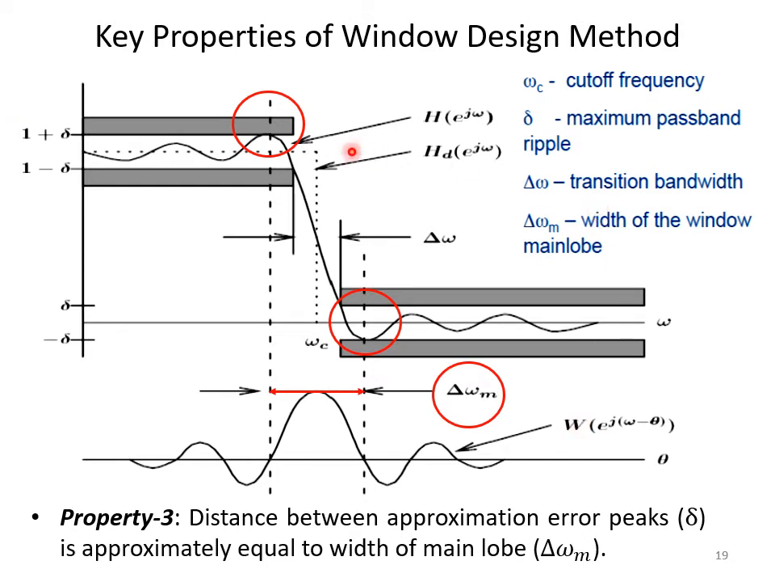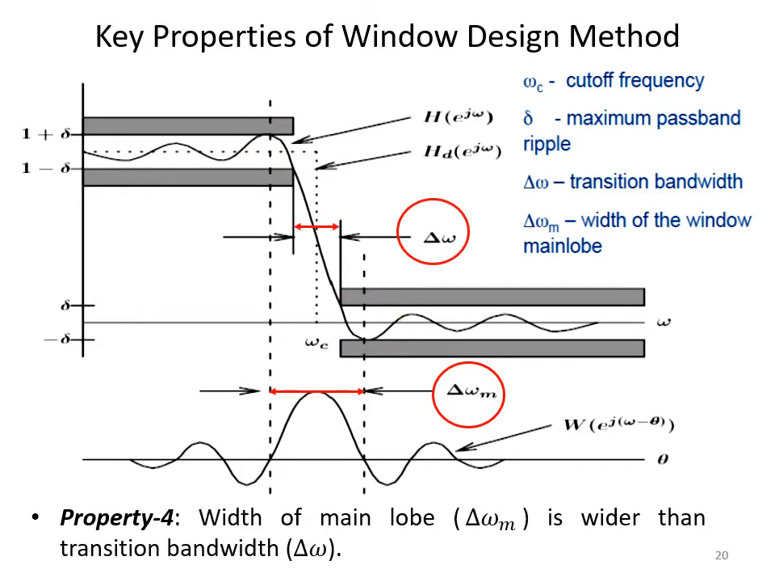The third key property of the window design method is that the distance between the maximum peak in the pass band and the maximum peak in the stop band is approximately equal to the width of the main lobe, which is delta omega m. So the distance between the peak approximation error in the pass band and the peak approximation error in the stop band is approximately equal to the width of the main lobe, delta omega m.